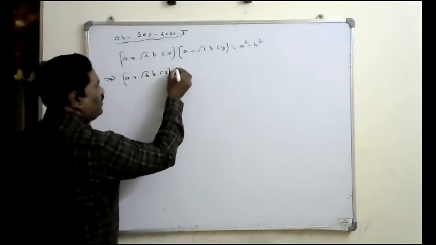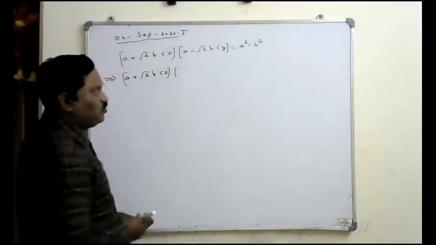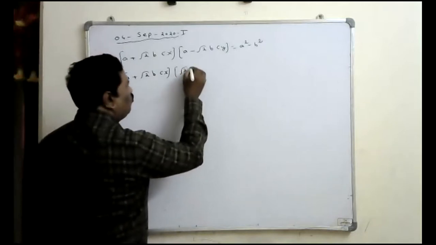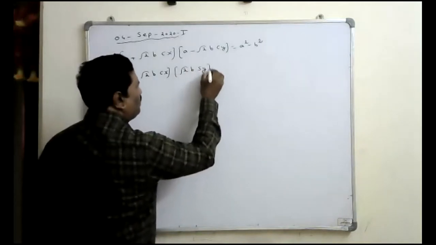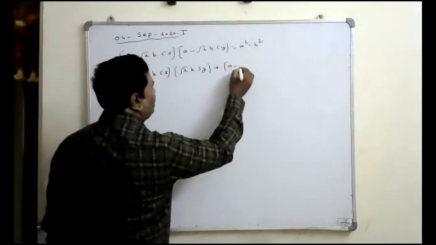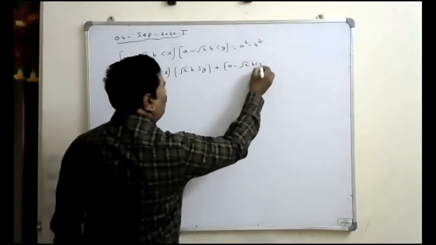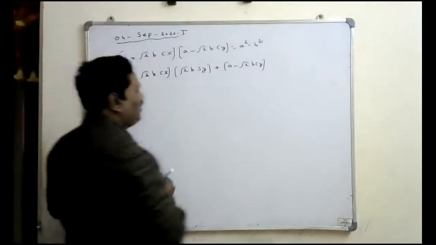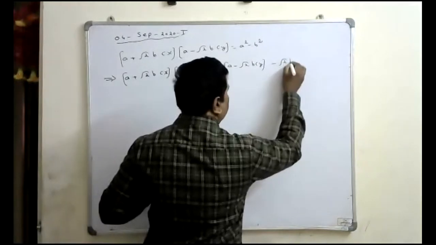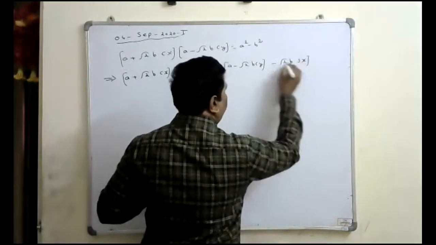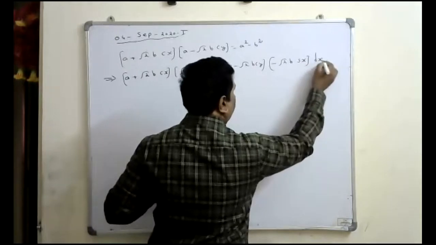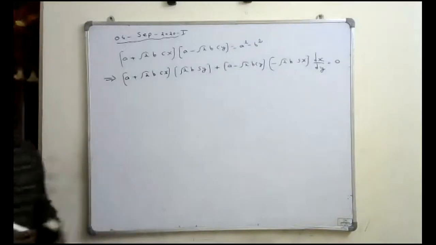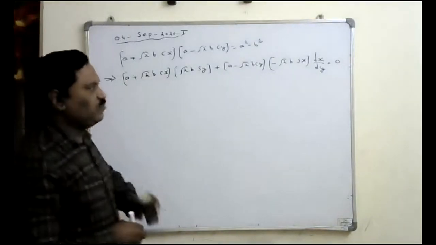Then its derivative: a's derivative is 0, minus root 2 into b cos y, whose derivative is minus sin y, so it becomes plus root 2b sin y. Plus, write down the second function as it is. Then the derivative of a is 0 and of cos x is minus root 2b sin x dx by dy. The RHS is a constant, its derivative is 0. Like that, with respect to y, we differentiate on both sides.